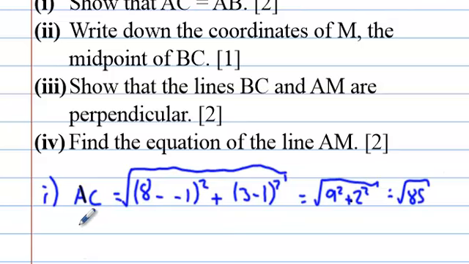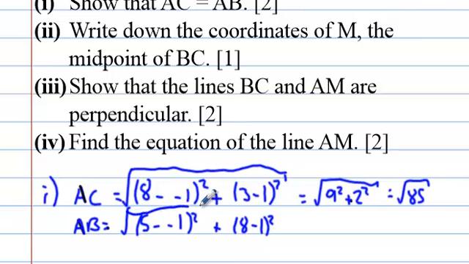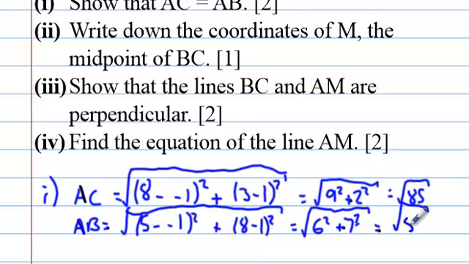For AB, similar approach, using the point 5, subtract -1 squared plus 8 minus 1 squared, and that's square rooted. That gives me 6 squared plus 7 squared, again square rooted, which is also root 85. So we've shown that AC equals AB.